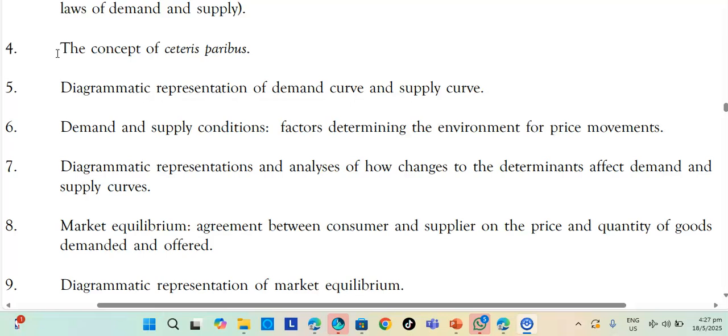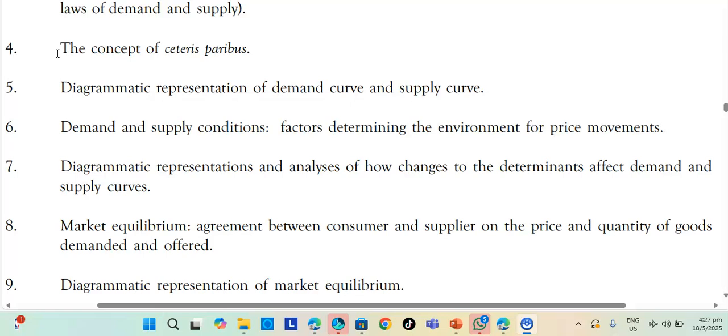So another factor that influences supply conditions is the cost of production. The more money you have to pay for material, labor, machine, it will affect the amount of goods or services being supplied. Another factor that we could look at is technology.